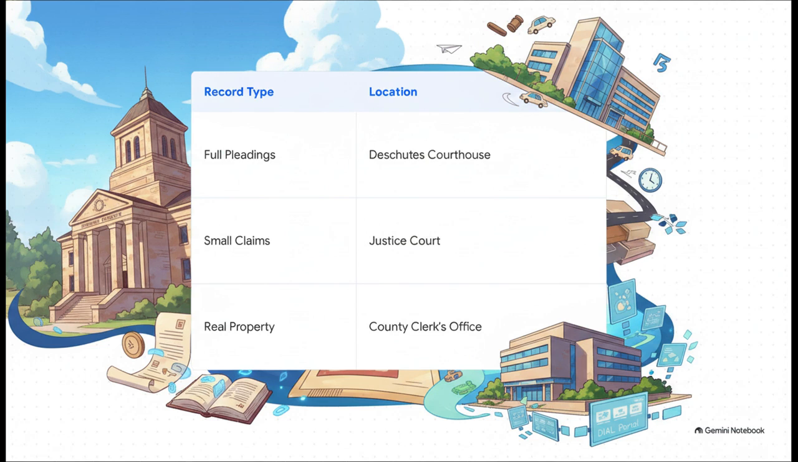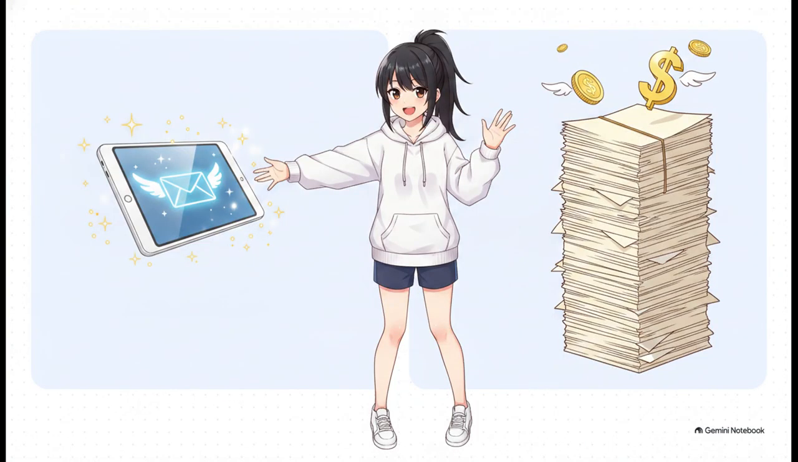Now, what about real property records, land deeds, or mortgage filings? Those are an entirely separate beast. They're managed by the county clerk at the Deschutes Services Center, and they use their own unique online interface called the Dial Portal.